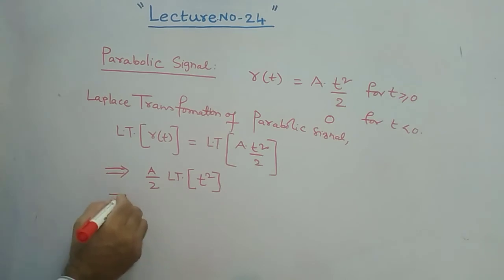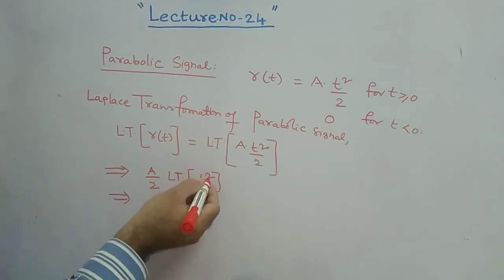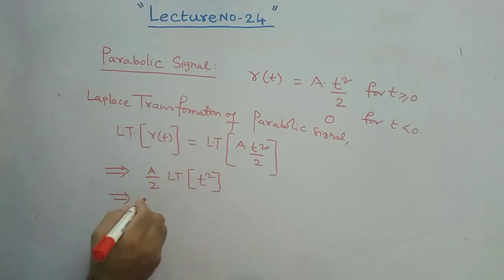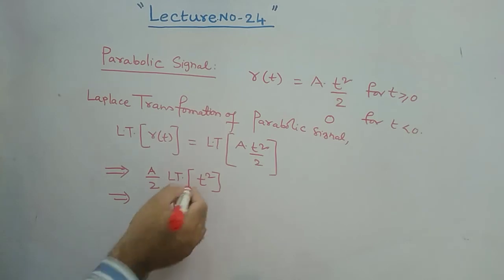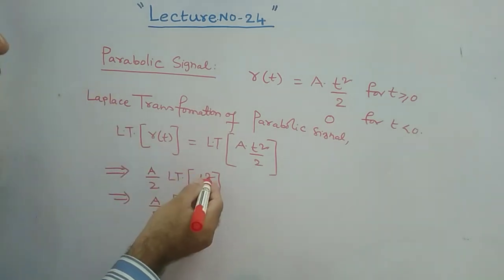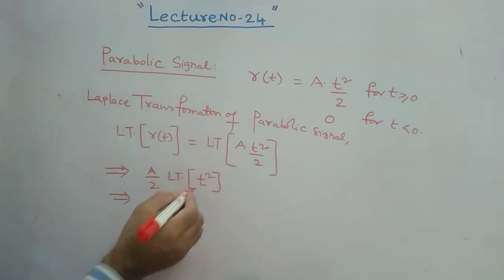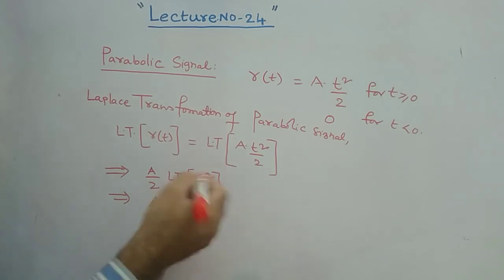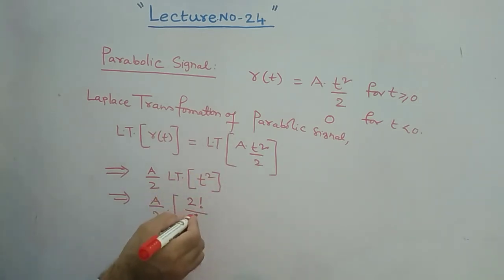What is the form? It is the Laplace transformation of t power n form. As we have seen, one of the important properties of the Laplace transformation, the L of t power n formula is there, no? Therefore, you apply that, it becomes a by 2 into n factorial by s power n plus 1. What is the value of n here? 2. So it is 2 factorial by s power 2 plus 1, is it not?